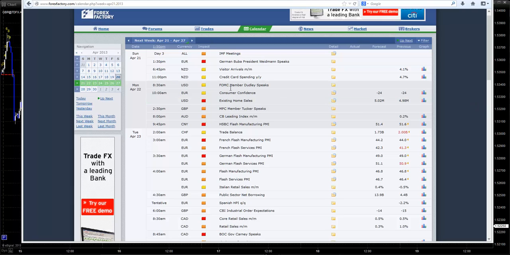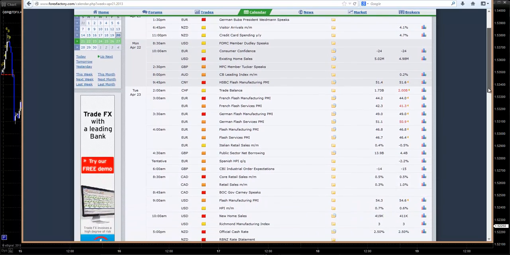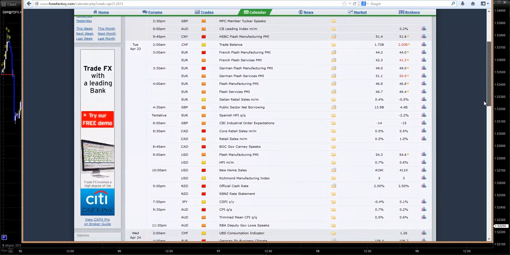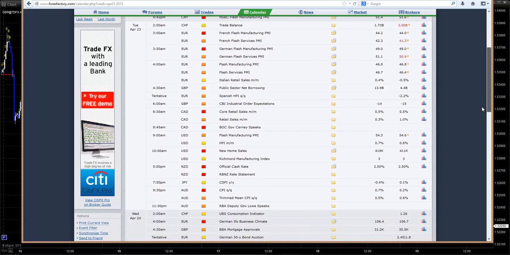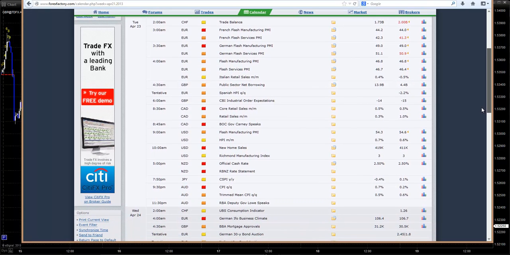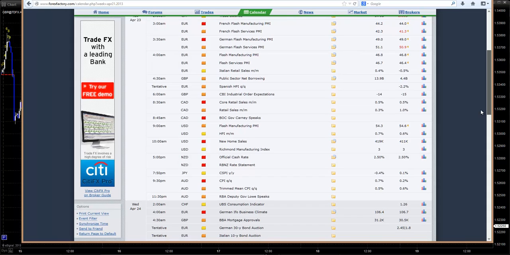Monday, speech out of a Fed member, consumer confidence out of Europe, existing home sales out of the US, CB leading index out of Australia. So we get all the way through Monday without any major data. We've got Switzerland's trade balance number overnight going into Tuesday. French, German, and broad European manufacturing and services PMI data out Tuesday in the early hours.